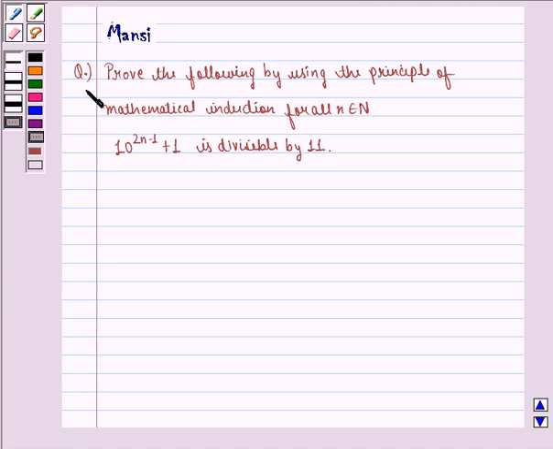The question says, prove the following by using the principle of mathematical induction for all n belonging to natural numbers. 10 raised to power 2n minus 1 plus 1 is divisible by 11. In this question, we need to prove by using the principle of mathematical induction.